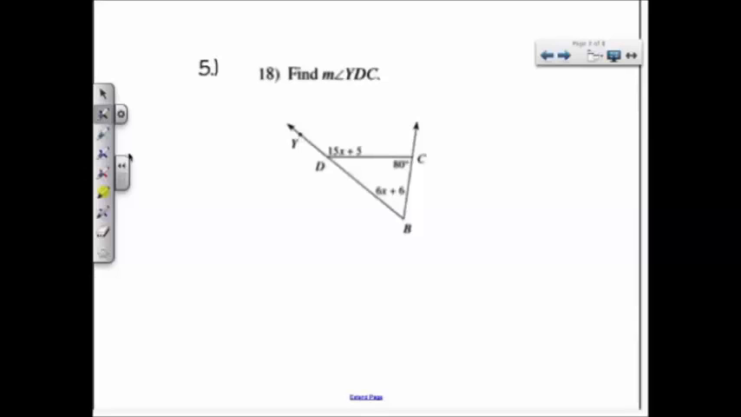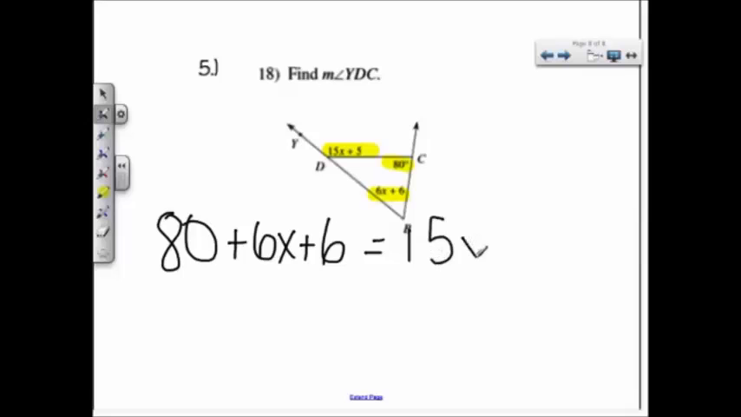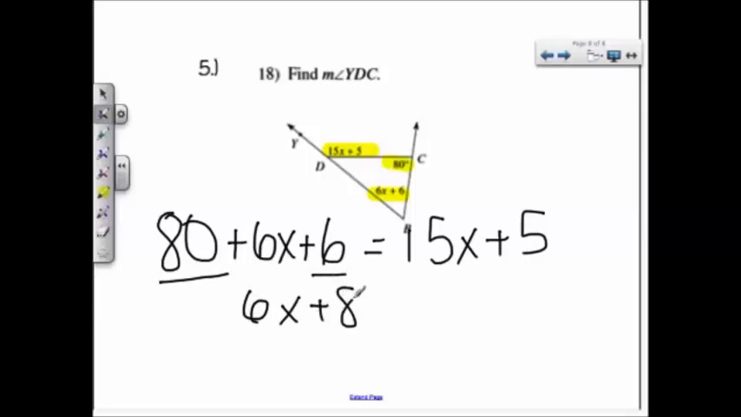Okay, so I can apply that information to question number 5. If you notice, I have an exterior angle, and I'm given the two remote interior angles, and I know the sum of these two angles is equal to the exterior angle. So if I were to set up an equation, it would say the first remote interior angle, which is 80, doesn't matter which order you put it in, plus the second remote interior angle, which is 6x plus 6, is going to equal the exterior angle, which is 15x plus 5. Then all I have to do is combine my like terms and solve. So 80 goes with 6, so I end up getting 6x plus 86 equals 15x plus 5.